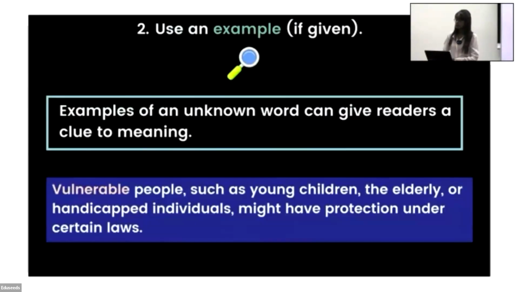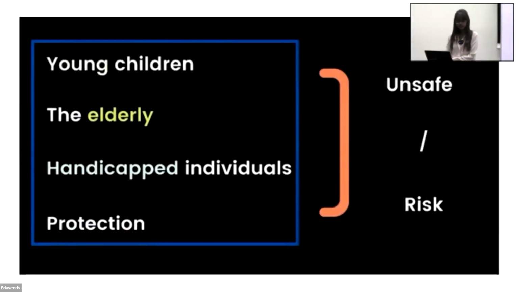Second one, use an example, if it is given. When an example is given, it can give the reader a clue to the meaning. For example: vulnerable people such as young children, the elderly, or handicapped individuals might have protection under certain laws. You can see the example is given there. So vulnerable people refers to young, elderly, or handicapped individuals. The clue is given there. That means they are the ones unsafe or at risk. So that's how you identify it.